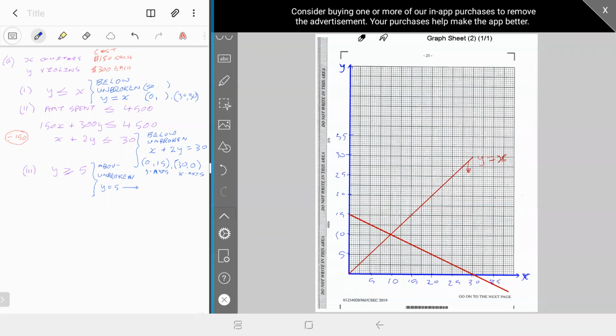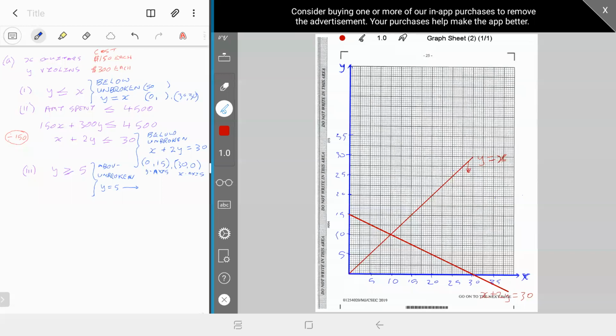All right, always label the line with the equal sign. So this line now I'm going to write as x plus 2y equals 30. That's my second line.